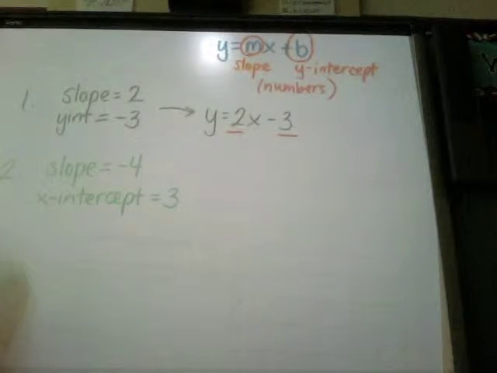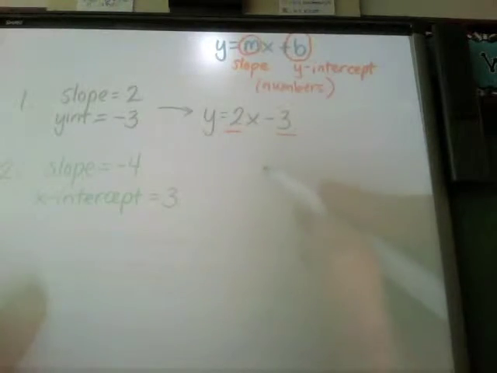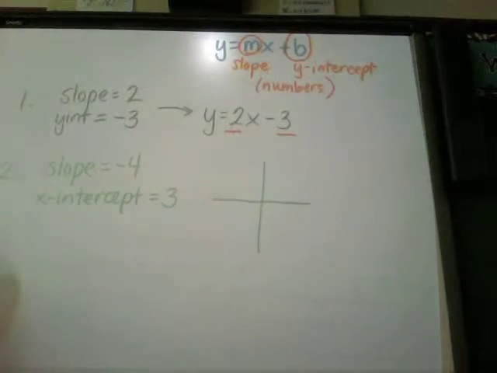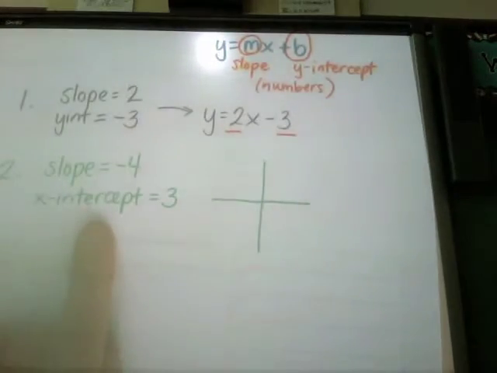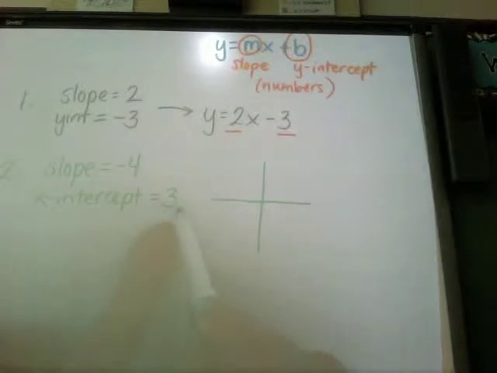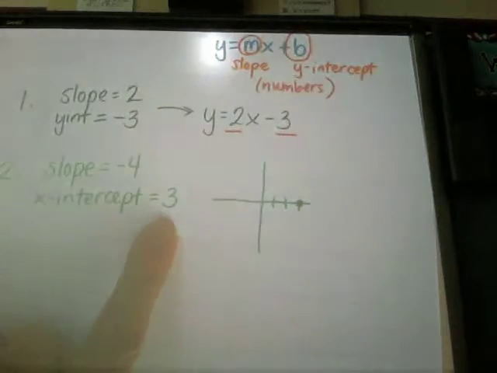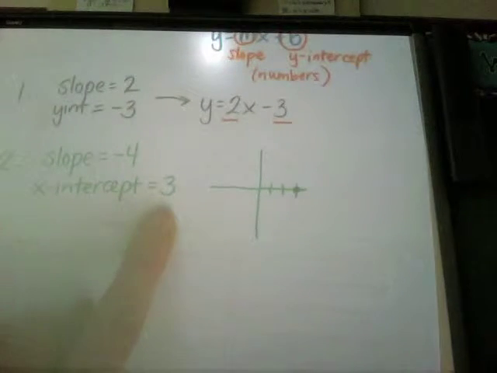Well, think about what the y-intercept is. It's where the line crosses the y-axis, right? So let's just imagine, you're not really going to need to graph anything for this because your answers are going to be the equation itself. But if the y-intercept means where it crosses the y-axis, then the x-intercept must be where it crosses the x-axis, right? The x-intercept is saying it crosses the x-axis at 3. You can draw it if you want.